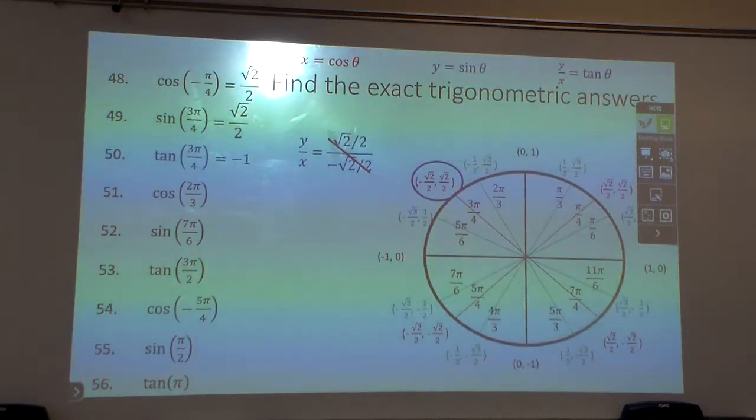And then we're going to go cosine at 2 pi over 3. Cosine's which letter? X. So right there at 2 pi over 3, it's negative 1/2. The sine at 7 pi over 6 is here. It's letter what? Y. So it's negative 1/2.